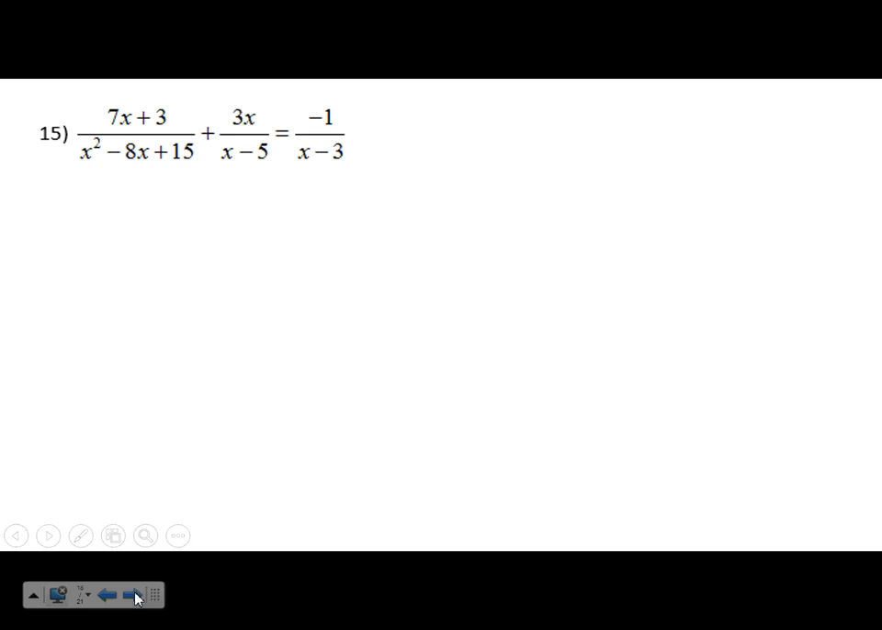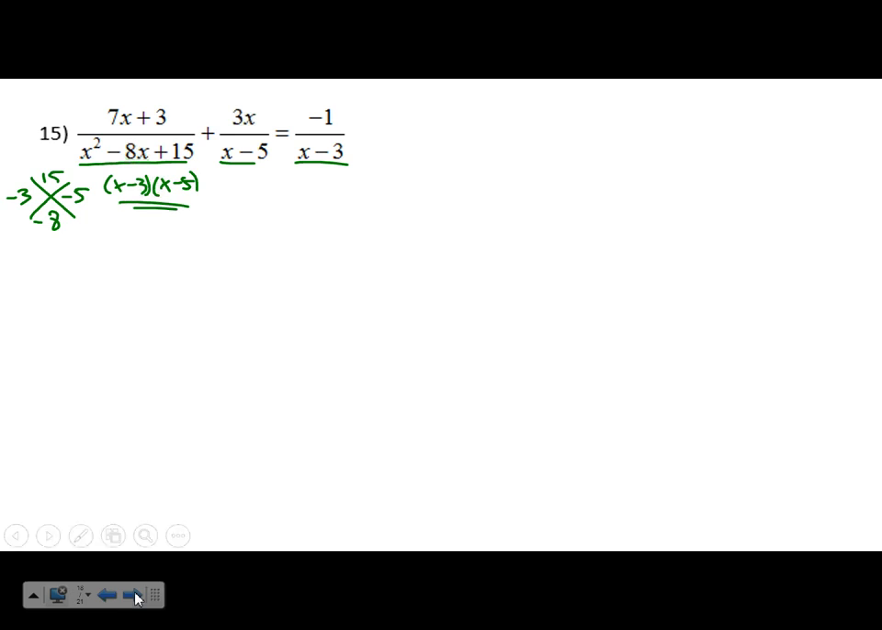And number 15 then. 15, we have a little bit more of a factoring problem at the beginning here, because I need to factor this first one. So factors of 15 that add up to be negative 8. 3 and 5, but both of them have to be negative. And again, double check. Negative 3 times negative 5 is 15. Negative 3 plus negative 5 is negative 8. So this is x minus 3, x minus 5. So we have that, and then we have an x minus 5 and an x minus 3. So obviously our common denominator is going to be x minus 3 and x minus 5.